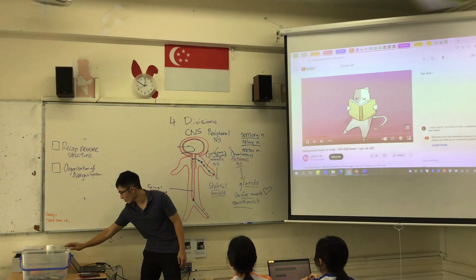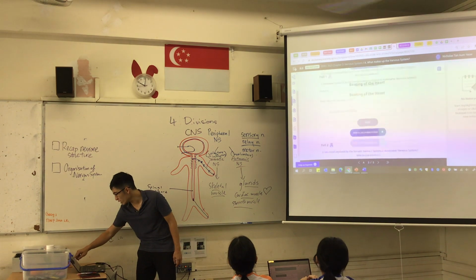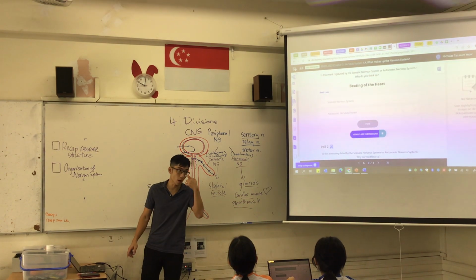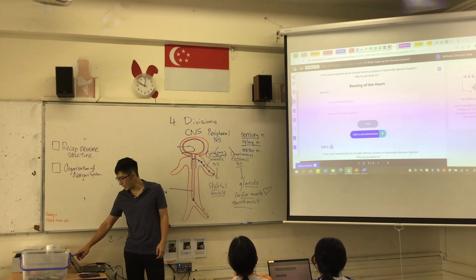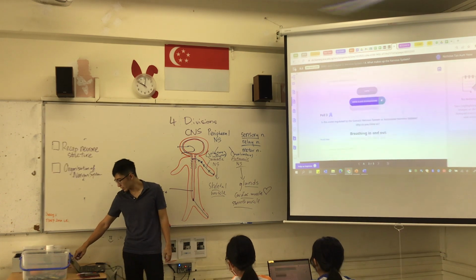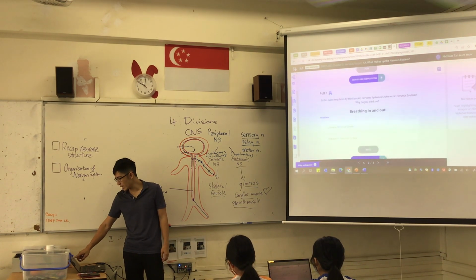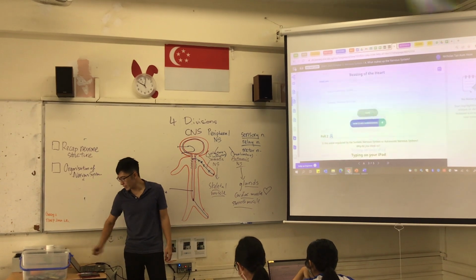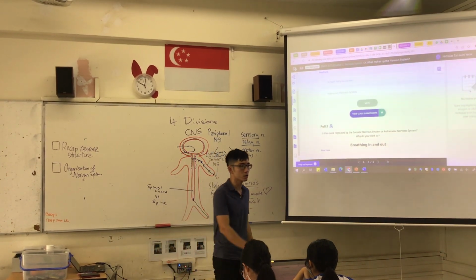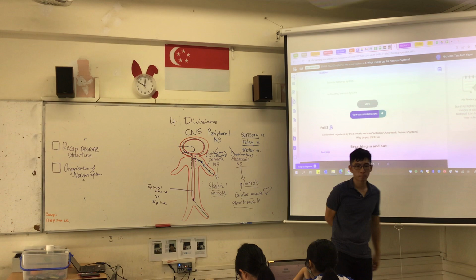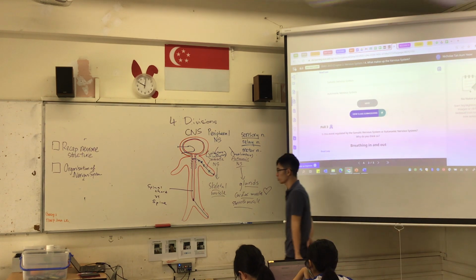So right now, I would like to do a quick poll. There are 3 different things that happen that you are able to do. Your heart can beat, you can type on your iPad, breathing in and out. Which nervous system do you think is being used? Then we'll come back to Zuni's point.